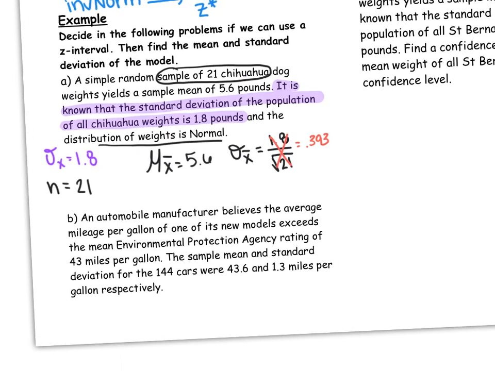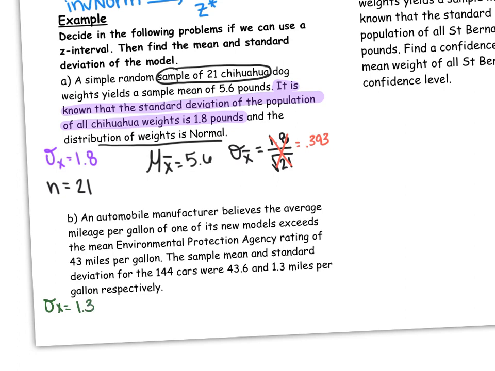Look at the next one. An automobile manufacturer believes that the average mileage per gallon of one of its new models exceeds the mean Environmental Protection Agency rating of 43 miles per gallon. The sample mean and standard deviation for the 144 cars were 43.6 and 1.3 miles per gallon respectively. So first thing, do we know the standard deviation, yes or no? Yes, what is it? 1.3.